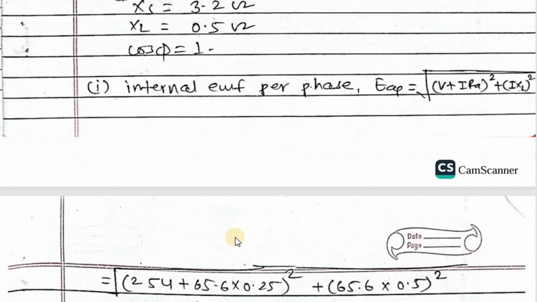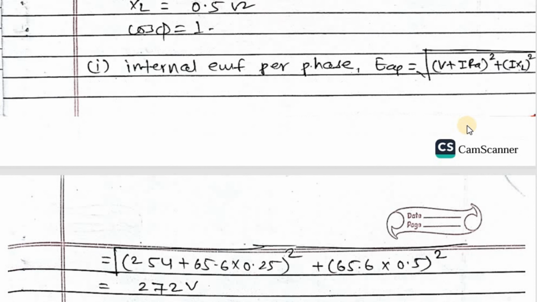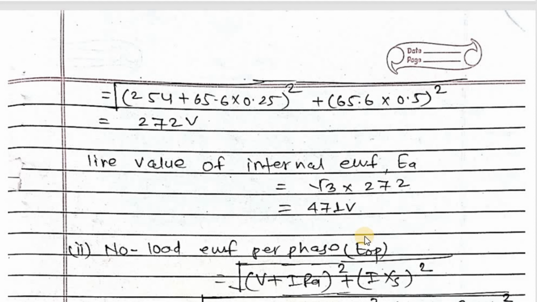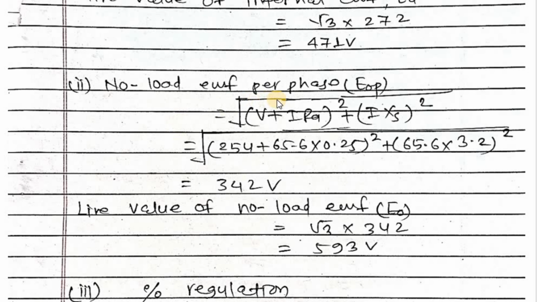So the internal EMF per phase EA equals root under (V plus I RA) whole square plus (I XL) whole square. Then putting in the values, we get 272 volt. The line value of internal EMF EA equals root 3 times that. Above we found the phase value, and then we have to find the line value, so multiply by root 3, and we get 471 volt.